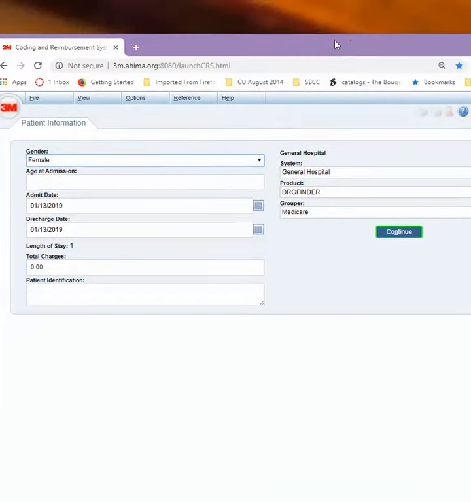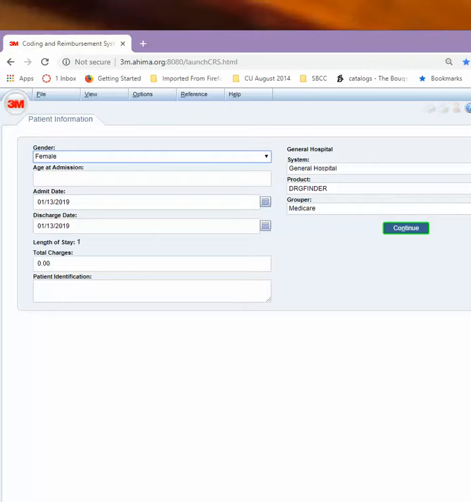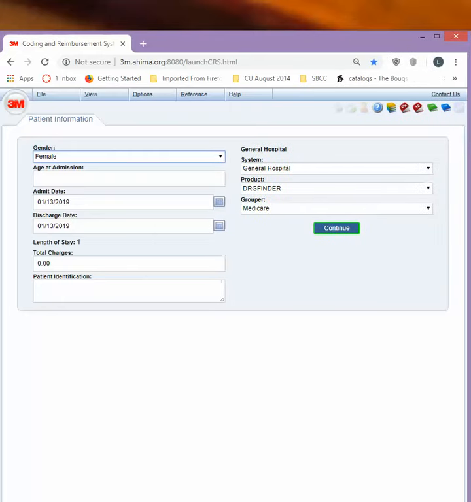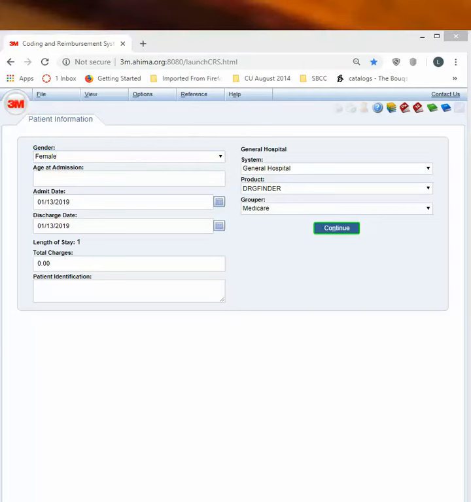Give me 1 second, I just want to get the screen to fit. So this is the 3M encoder screen, and that is the encoder that I will be using throughout this demonstration. That's also the screenshots you will see in the encoder document in the course.